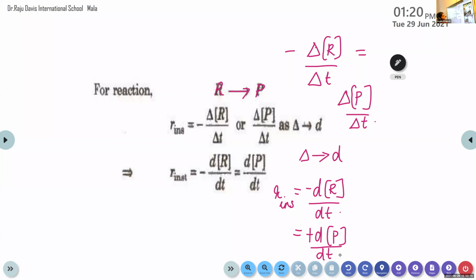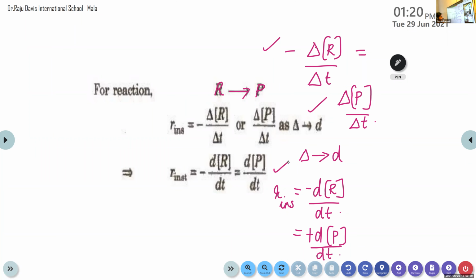Okay. This is clear. These two are the equations of average rate of a chemical reaction, and these two are the equations of instantaneous rate of a chemical reaction. And both this average rate and instantaneous rate, we can obtain from a graph. Both can be directly obtained from a graph when we plot the graph of concentration versus time.